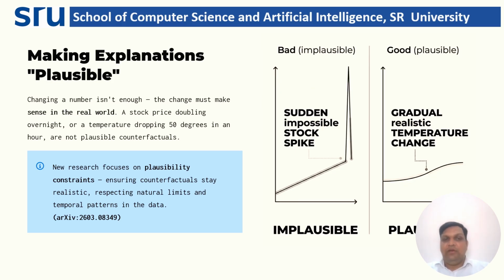Bad, implausible: a sudden, impossible stock spike. Good, plausible: a gradual, realistic temperature change. So, plausibility is one important rule: changes must be realistic. We cannot say the temperature drops 50 degrees in 1 hour. So counterfactuals must be plausible and practicable.